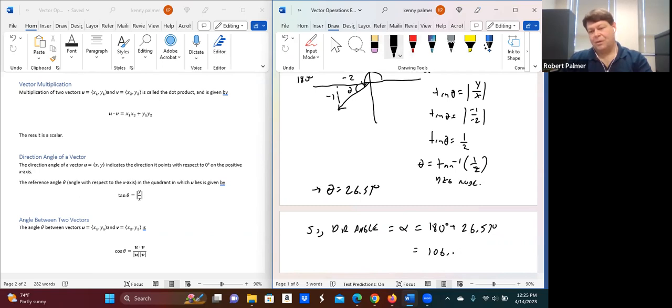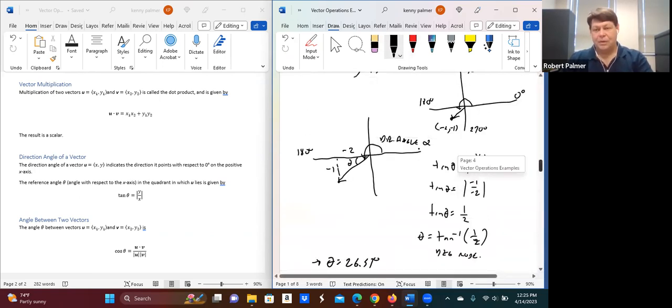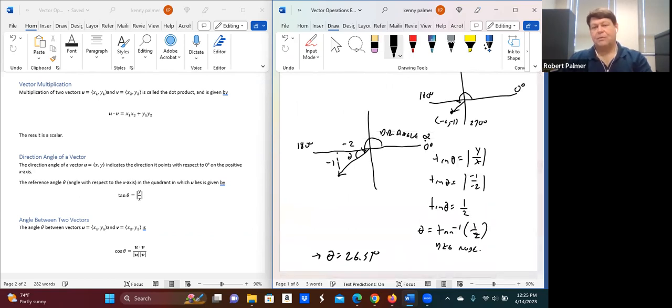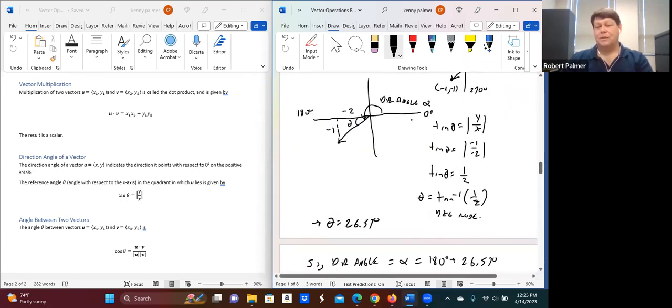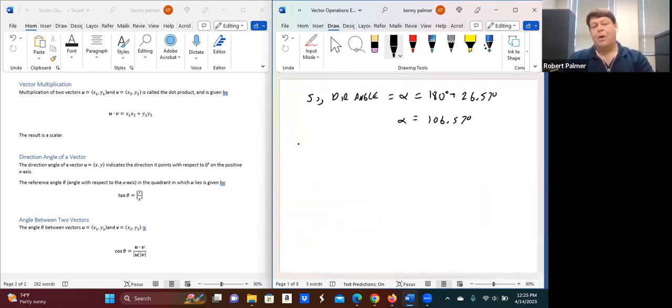That's the angle with respect to 0 degrees on the positive x-axis. It tells us what direction the vector points in. Now, we can also find the angle between vectors.